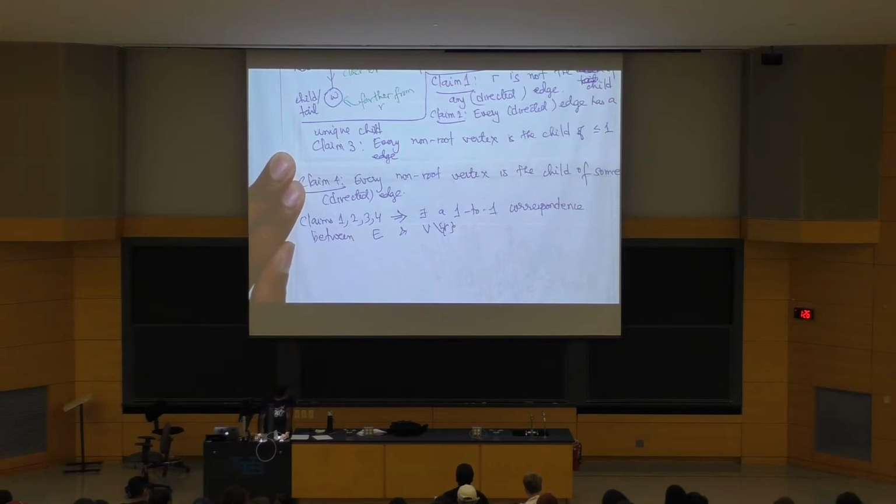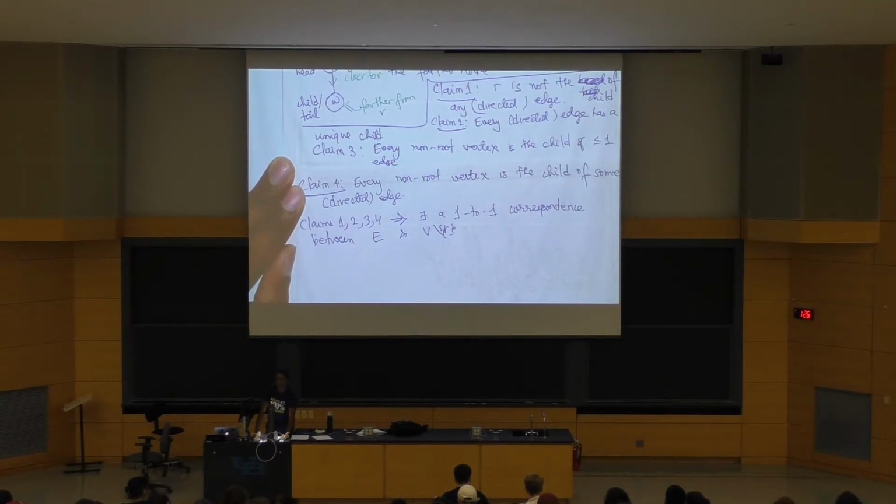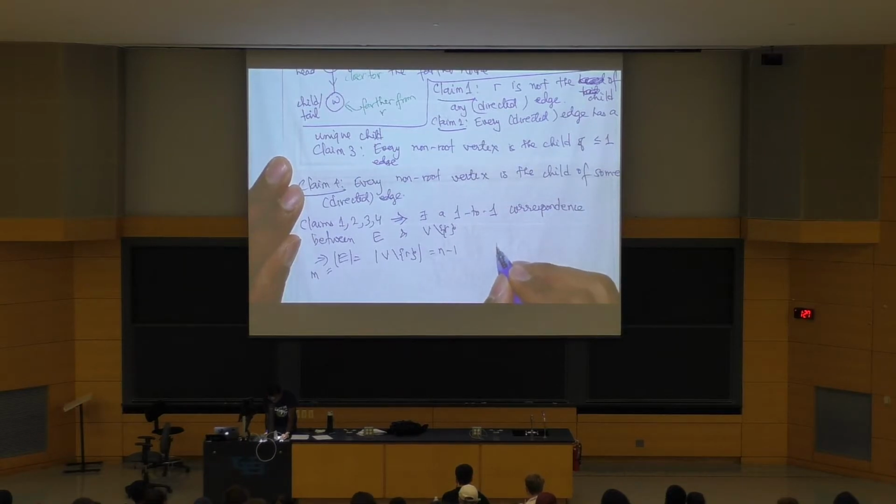And so one of the implications of a one-to-one mapping is if you have a one-to-one mapping from a finite set to another finite set, they have to have the same size. So this implies the number of edges, which is equal to m, is the number of non-root vertices, which by definition is n minus 1. Okay? And so this would prove the theorem we wanted to prove.